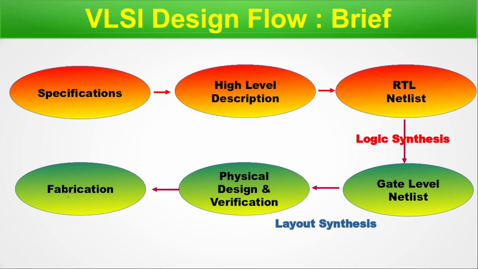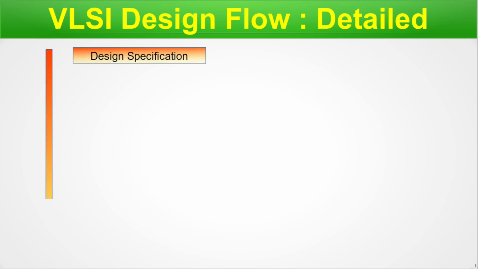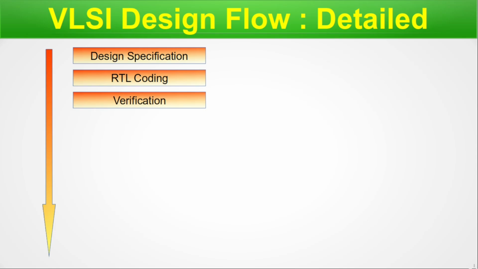Now we are done talking in a very short and sweet manner about the VLSI design flow. Now let us see the VLSI design flow in a detailed manner, and see where our synthesis is. First we have the design specification, and our flow will proceed in the downward direction. Next we have the RTL coding. Next we have the design verification, that is DV. Then we have the synthesis. So this is the synthesis we are talking about so much.